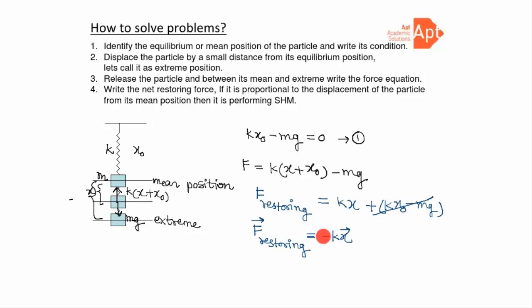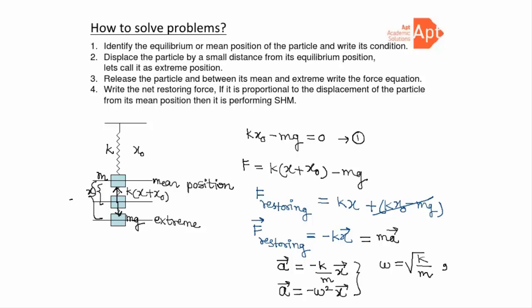Now equating it to mass into acceleration, because the force will produce mass into acceleration. So it is m a vector equal to minus k x vector, so a vector is minus k by m x vector. The standard equation for SHM is a is equal to minus omega square x vector. So comparing these two equations, we get omega as root of k by m, and hence the time period of oscillation will be given as 2 pi by omega, which is 2 pi under root of m by k. So this is how we find the time period of particles undergoing SHM.